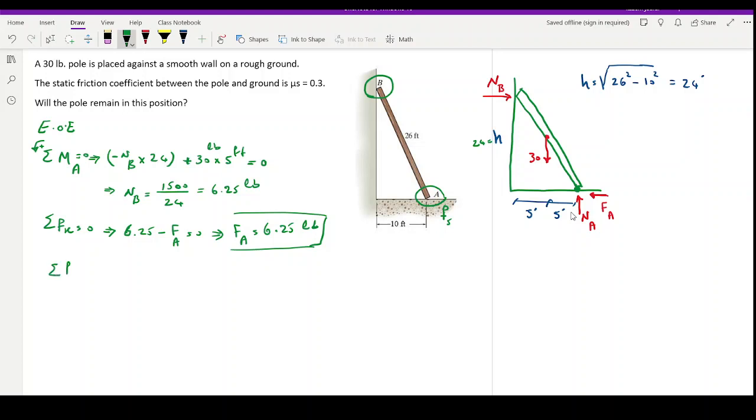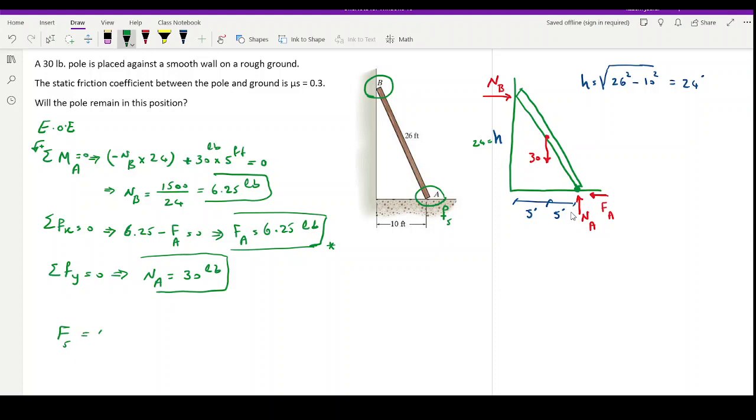To calculate friction, I need N. Therefore, I write sigma Fy is 0 to find N, and from there, NA is equal to 30 clearly, because NA minus 30 is 0, therefore NA is 30 pounds. Now, I calculated all the unknowns. The important one is this FA. I need to compare it with the F that friction is producing.